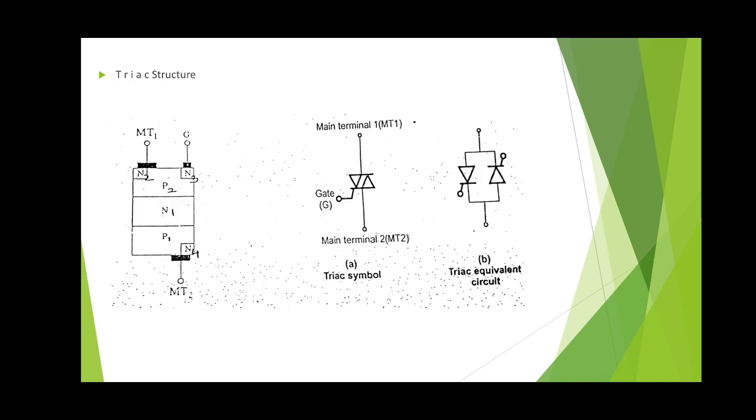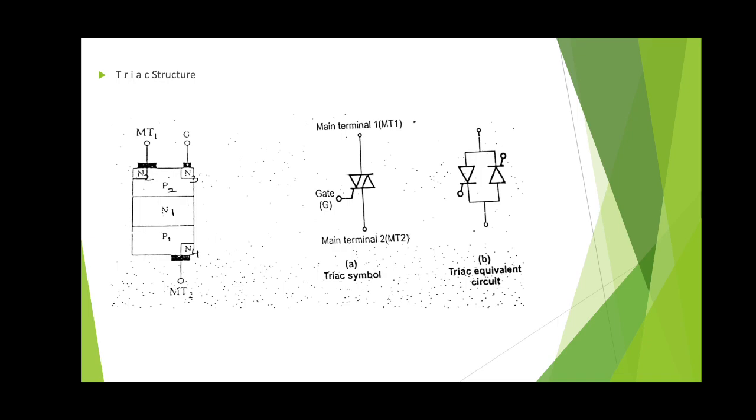Because of its bidirectional conduction property, TRIAC is widely used in the field of power electronics for control of AC signals, and this is the most commonly used device for AC control. The TRIAC is a 3-terminal 4-layer device. The 3 terminals are MT1, MT2 and the gate.